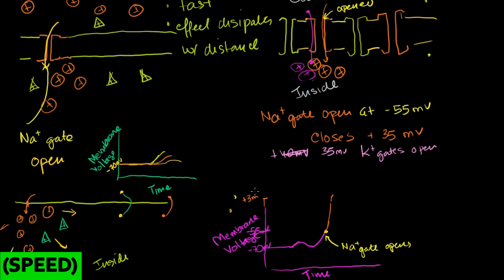So what's happened here? All of a sudden we're at plus 35 or maybe plus 40 millivolts. Let's just say plus 40. I think you get the idea either way. So at plus 40, this guy's going to close. So this guy shuts down. No more positive ions are coming in. But now we are more positive inside, at least locally, at this point on the membrane than we are outside.